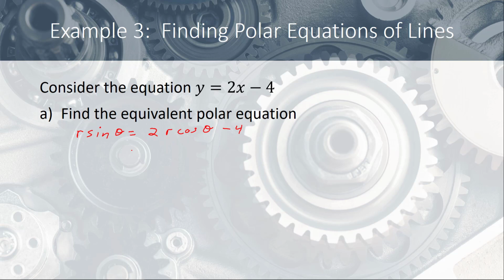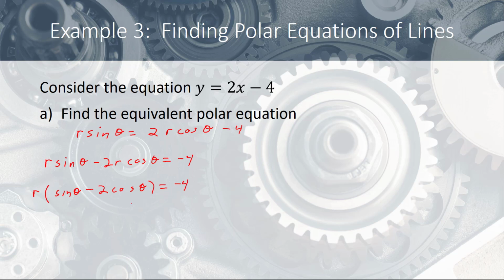So to do this, we are going to subtract 2r cosine theta from both sides, and that will give us r sine theta minus 2r cosine theta is equal to minus 4. Notice we have a common factor of r, which we can factor out. And that will give us r times the quantity sine theta minus 2 cosine theta is equal to minus 4.